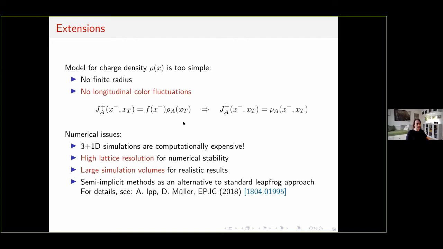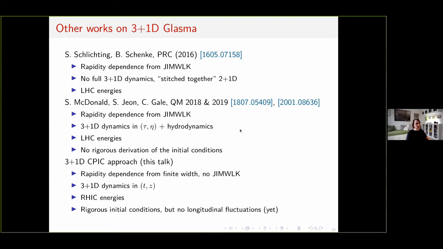Okay, then I don't want to give the impression that we're the only ones working on this kind of stuff. So other works on the 3D plasma, in the sense that I'm talking about here, so rapidity dependence: there was a nice paper by Schlichting and Schenke in 2016, where they got their rapidity dependence from the JIMWLK evolution, which we don't. There, they didn't really do full 3D dynamics. It's more or less like stitched together 2D plasmas, but you can still nicely reproduce some observables, and you can also go up to LHC energies, which we, of course, haven't done now.